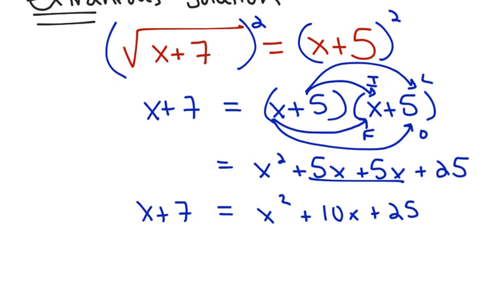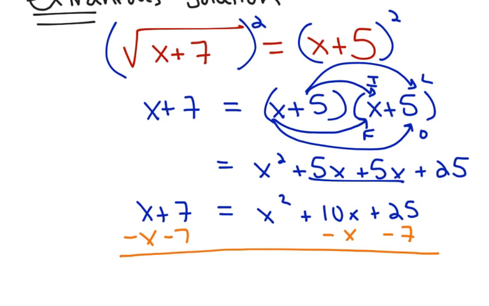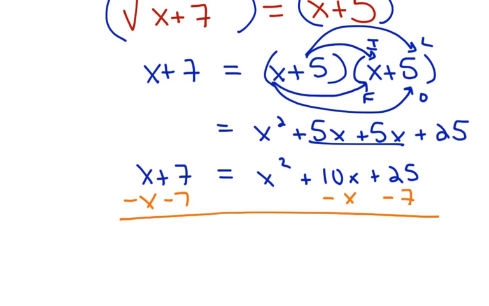That's a quadratic equation. Wow, we spent most of the semester talking about solving those. In order to solve a quadratic equation, you need your equation equal to 0. So I'm going to move the x and the 7 to the other side of the equation. You do that by doing their opposites. So the opposite of x is negative x, the opposite of 7 is negative 7, and notice I line them up with their like terms. So I get 0 equals x squared plus 9x plus 18.